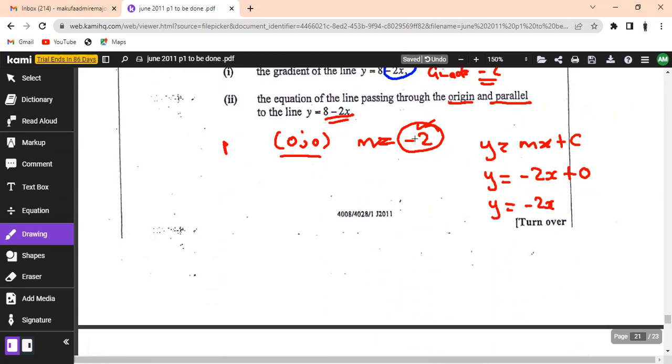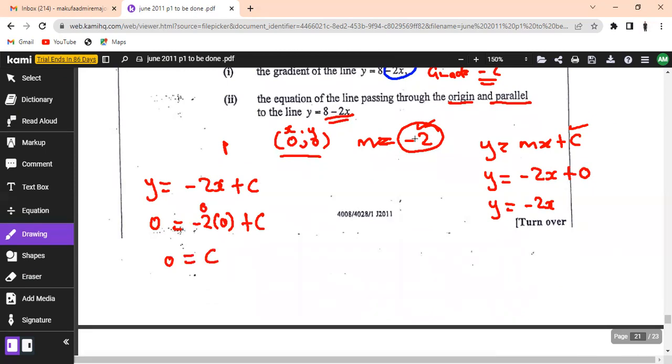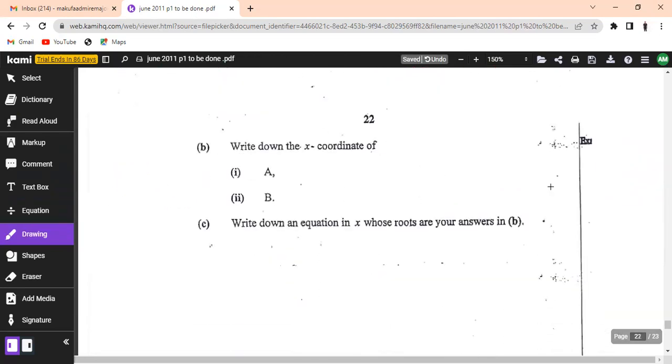Or you can just substitute the point, since you know that y is equal to minus 2x plus c. You can substitute here to find the value of c. You can substitute x, which is 0, y, which is 0. Y is 0 here, x is also 0 here, so plus c. Any number times 0 is 0, so c is equal to 0. So as you can see, you're obtaining the same value of c, which is 0, but in different ways of doing it. So that's it, guys.